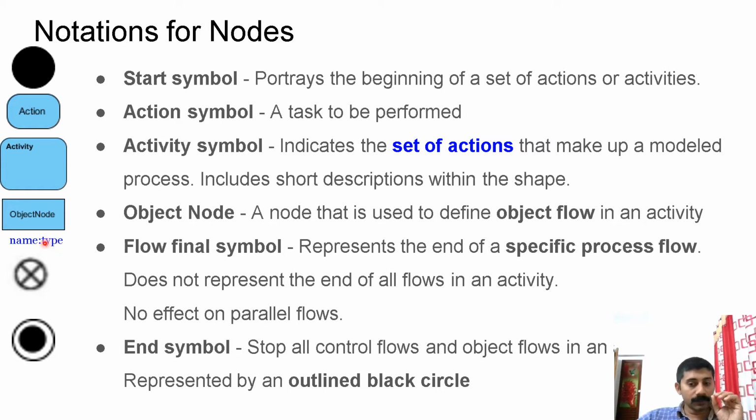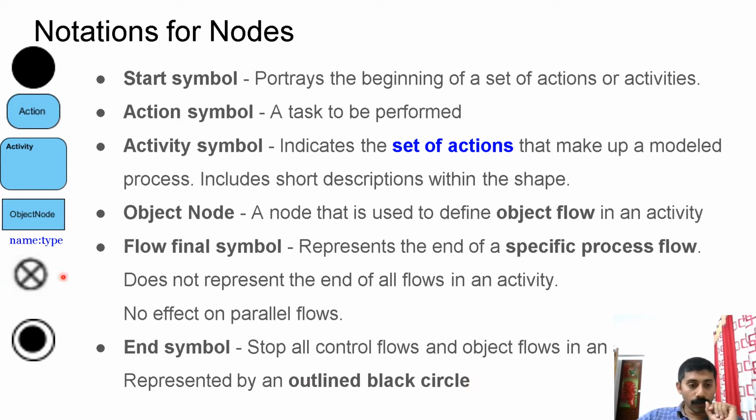See, in UML diagrams, whenever you give the name of an object, that syntax is something like object name colon class name. So object name colon type is nothing but the class name. Okay. Now we learn what is flow final symbol. Next thing is end symbol. That indicates stop all control flows and object flow in an activity diagram. It is represented by an outlined black circle.